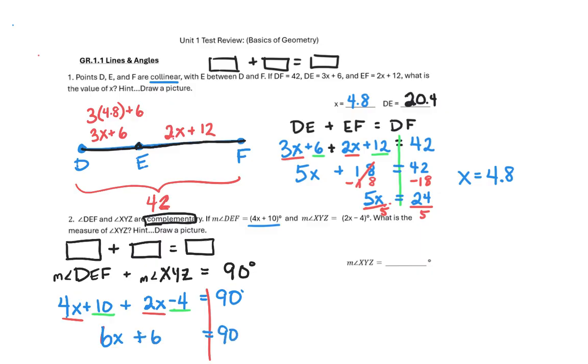And we have another two-step equation, subtract 6. And I got 6x equals 84. And divide. And I got x equals, let's see, that's going to be, I'm guessing 14. 84 divided by 6. Oh, yeah.